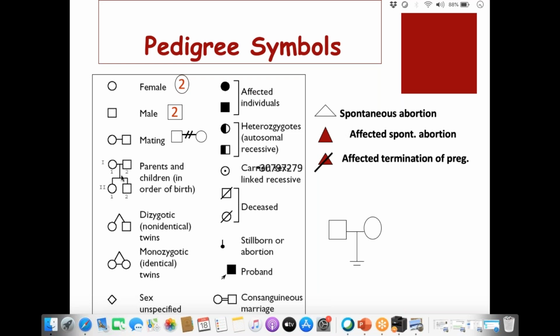So a single line, a dotted line, these are the lines of marriage. These are the lines of descent. This is the line for consanguinity. This is the line for divorce. This is the line for infertility. This is the line for spontaneous abortion. And this is the line when you terminate this pregnancy.